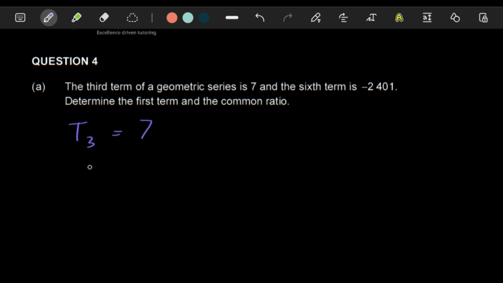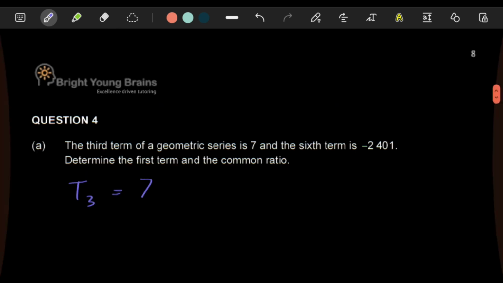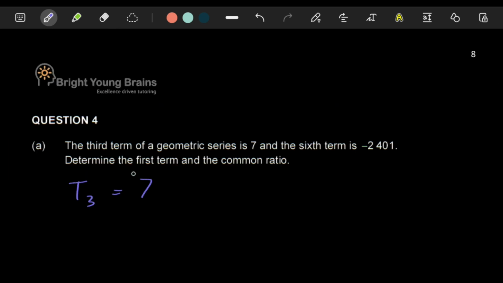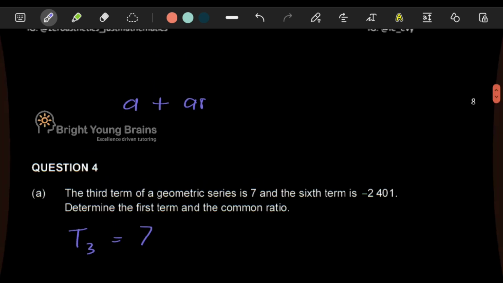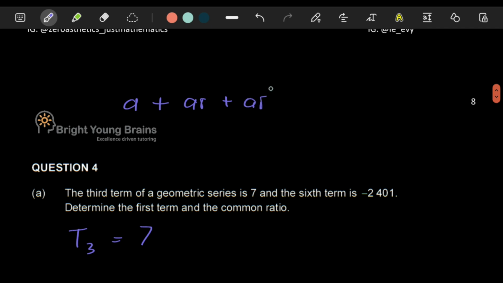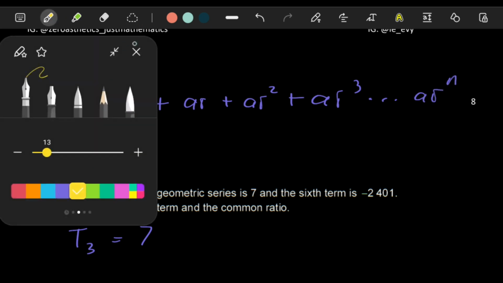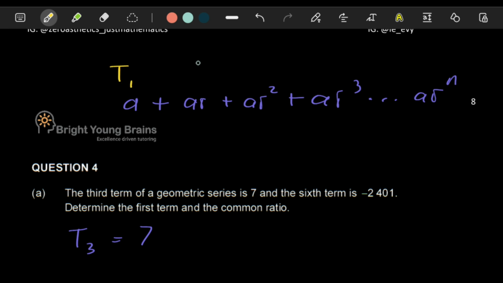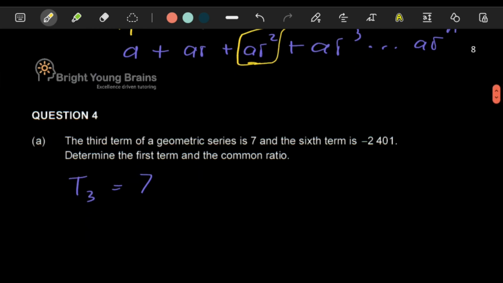T3 is 7. Apart from just writing T3 = 7, remember that a geometric sequence is always in this format. You have A, the next term is AR, the next one is AR squared, and then AR cubed, going on until AR to the power of n. This is T1, T2, T3, T4. So if this is T3, this is how you need to write it out if you don't have a number for it, or if you're going to be referring to it.